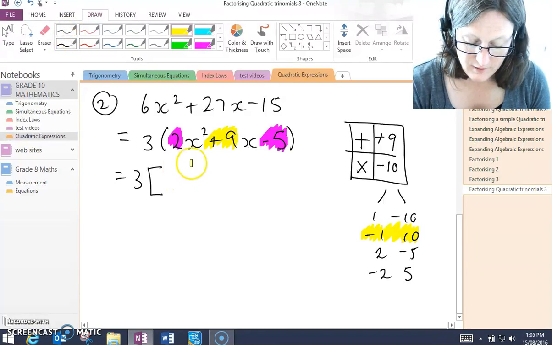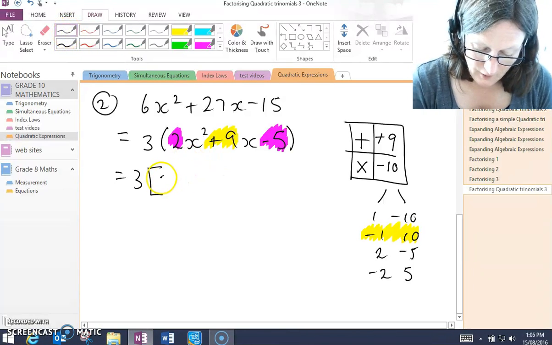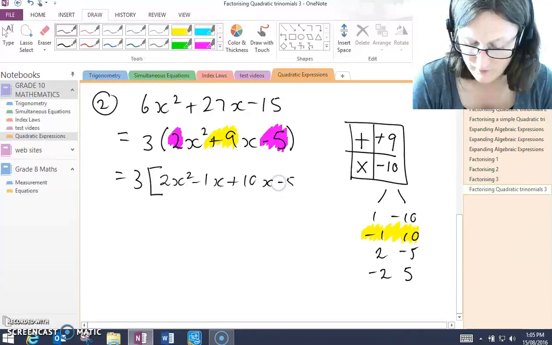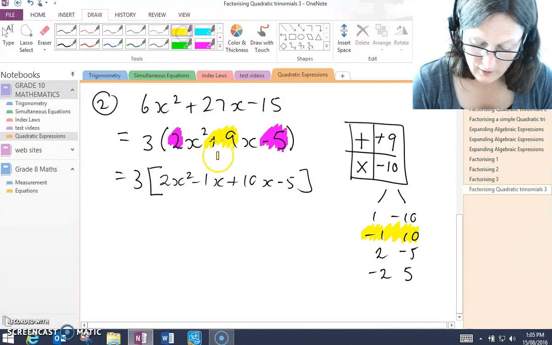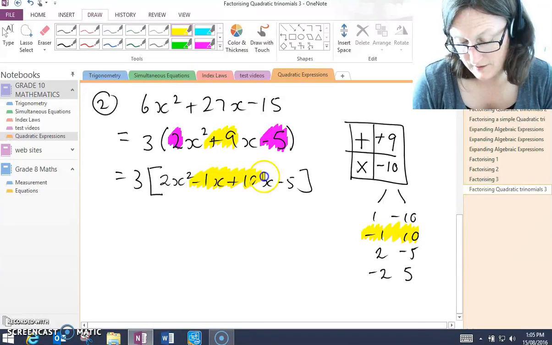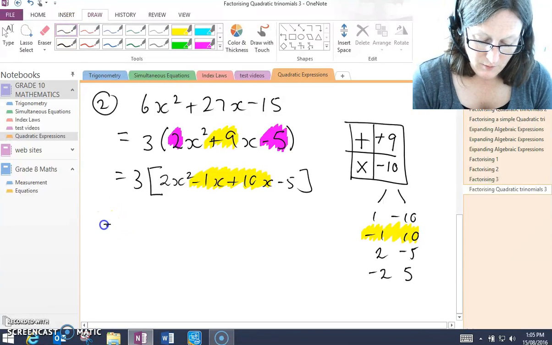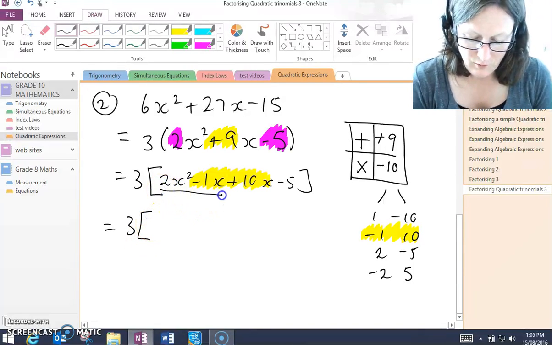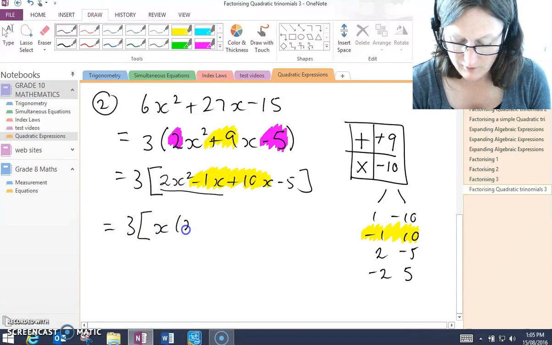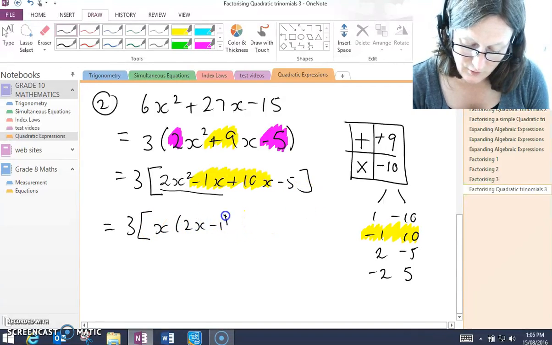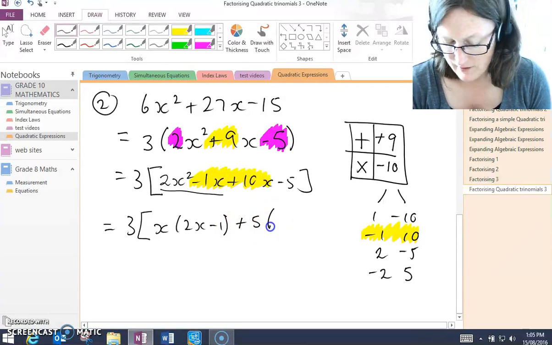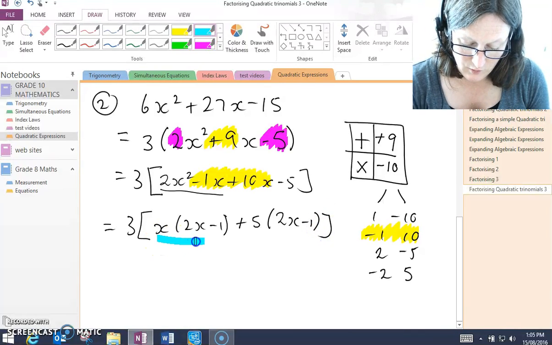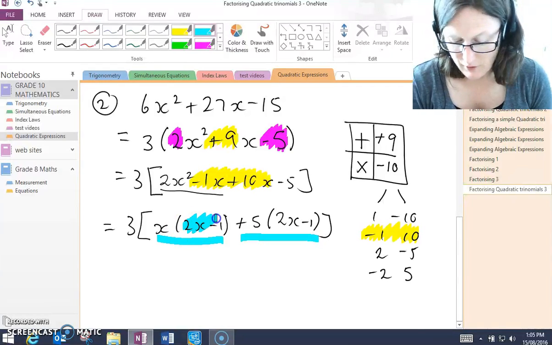So I rewrite it as 2x squared minus 1x plus 10x minus 5. Alright, so just a reminder, the 9x has been written as minus 1x plus 10x. My 3's out the front. It's still there. I need to remember it, but I forget about it. I look at my first two terms. x is common, and I'm left with 2x minus 1. In my second two terms, 5 is common, and if I take 5 out as a common factor, I'm left with 2x minus 1.